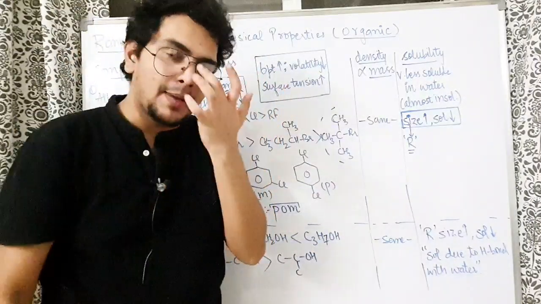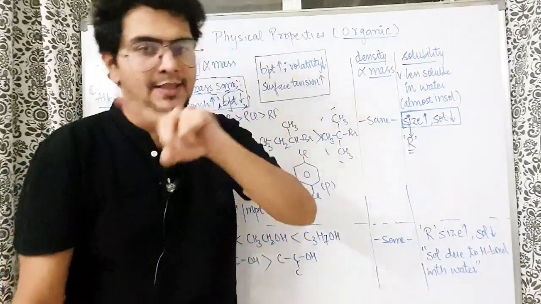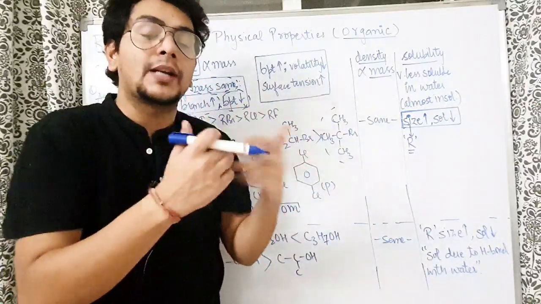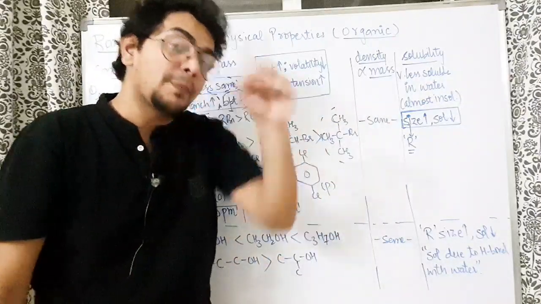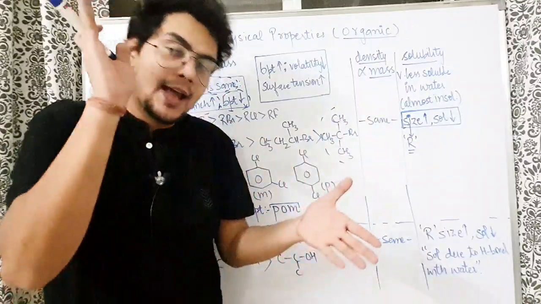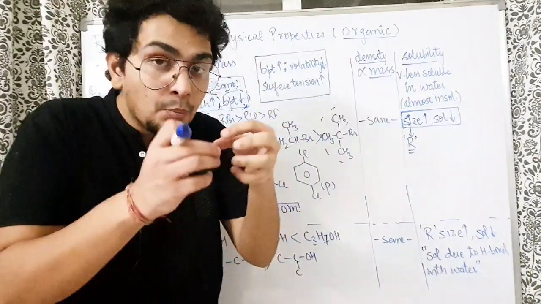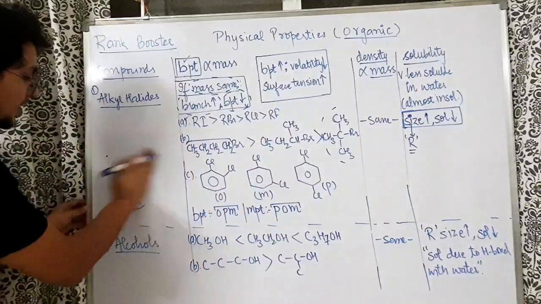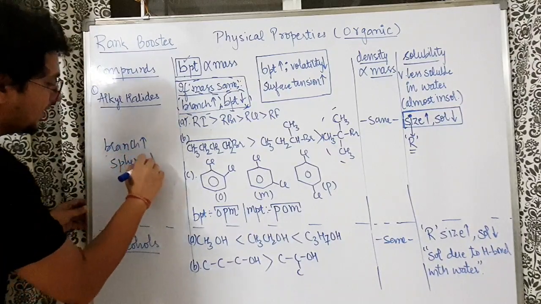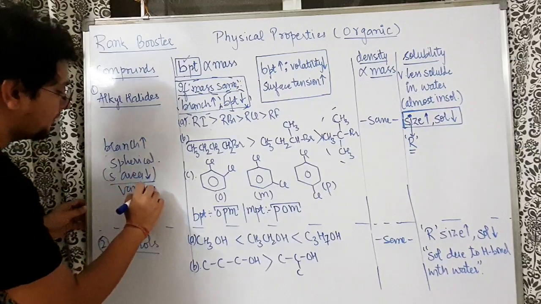So more branching gives a more spherical shape. Those who are okay in mathematics or physics will understand that a sphere has the minimum surface area. That's why all the planets are also spheres, to minimize their surface area and contact with the remaining nature. So more branching gives a spherical shape, which means lesser surface area, and lesser surface area means less van der Waals force of attraction. If the branching is more, spherical shape will come, surface area will decrease, and van der Waals force will be less.